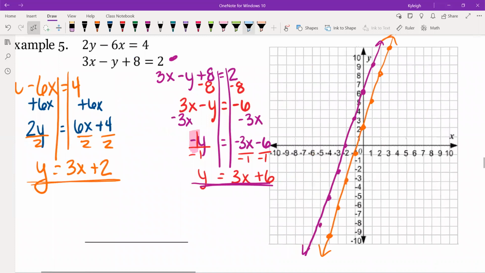Well, here's a hint. Let's look at their slopes. They have the same slope. So no, these are never going to cross. They are parallel lines. So then the answer is no solution. Okay, so if they never cross, they're parallel, they are no solution.